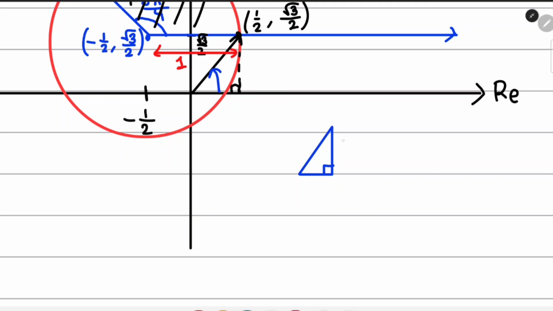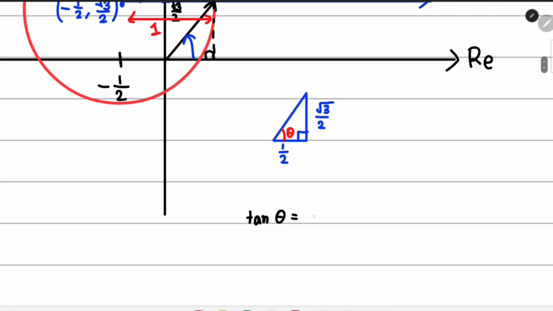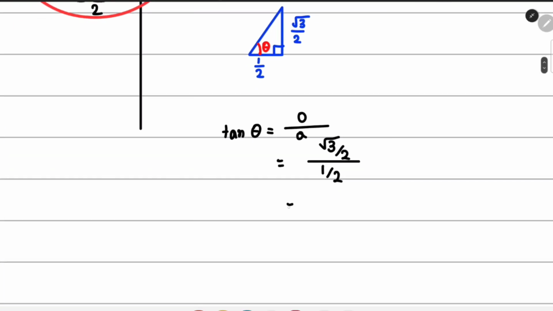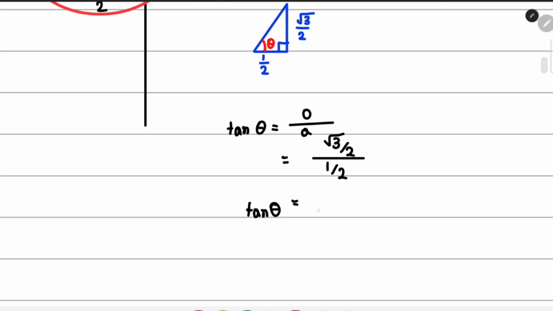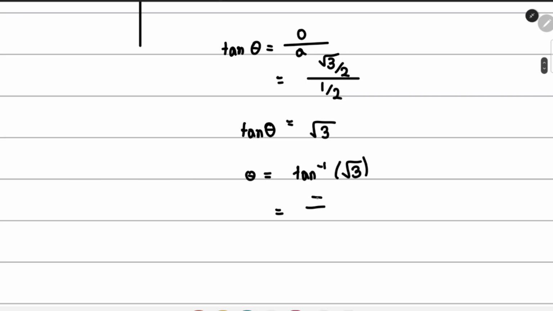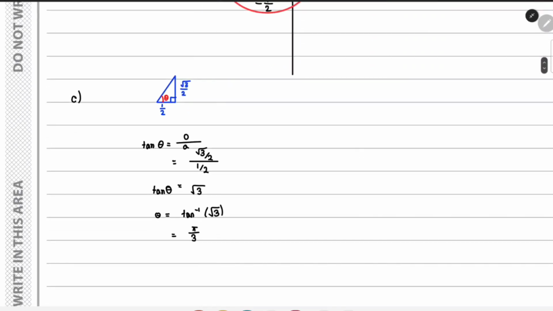I have this right triangle over here. The height is root 3 by 2. The base is half. I want to find this angle theta over here. I can use tan theta equals opposite by adjacent. The opposite is root 3 over 2 and the adjacent is 1 over 2. So tan theta equals root 3, and theta would be tan inverse root 3, which would be pi by 3. And this is the answer to part C, and that's it for question 2.